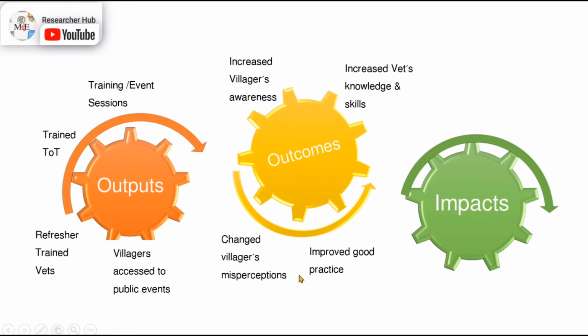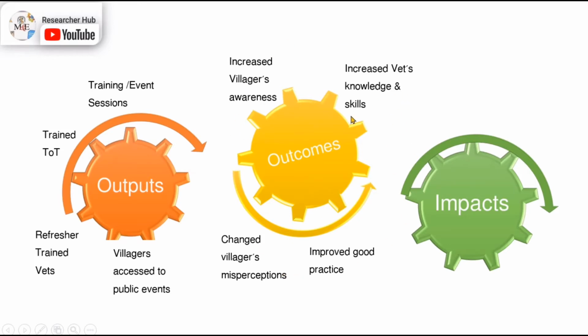So from here, the outcome that we would like to measure is whether there's an increased knowledge and skill among vets or not from our intervention. Whether there's an increase of villagers' awareness or not. Is there any change toward villagers' misperception due to our project's intervention? And also, is there any improved good practice among the target population due to our project intervention? So these are the outcomes that we would like to measure.